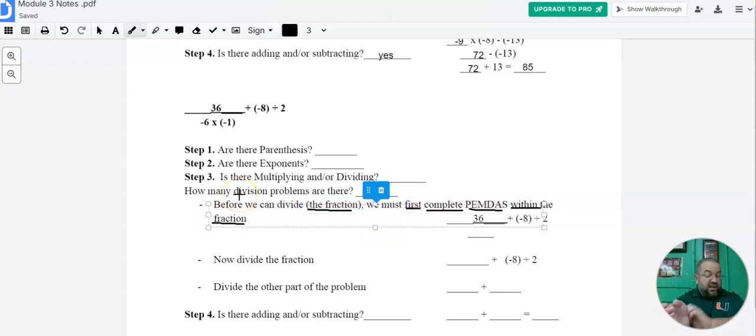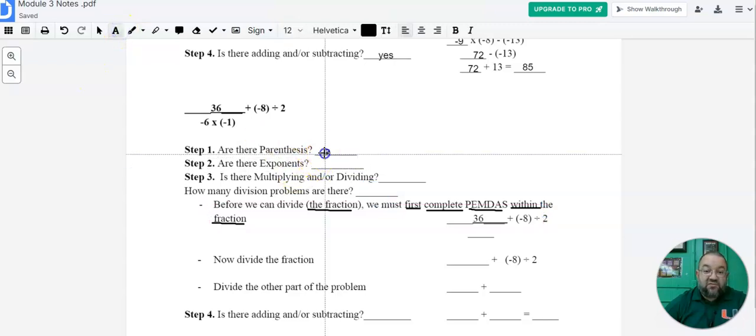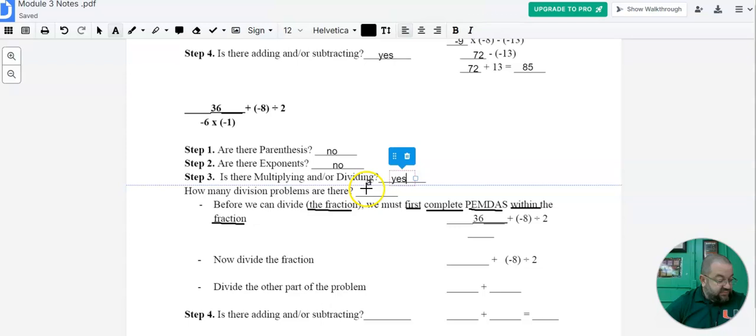So in this one, are there any parentheses that need to be solved or worked out? The answer is no. Are there any exponents? No. Is there any multiplying or dividing? Absolutely. How many division problems are there? There seem to be about 2. So let's work out the next portion here.